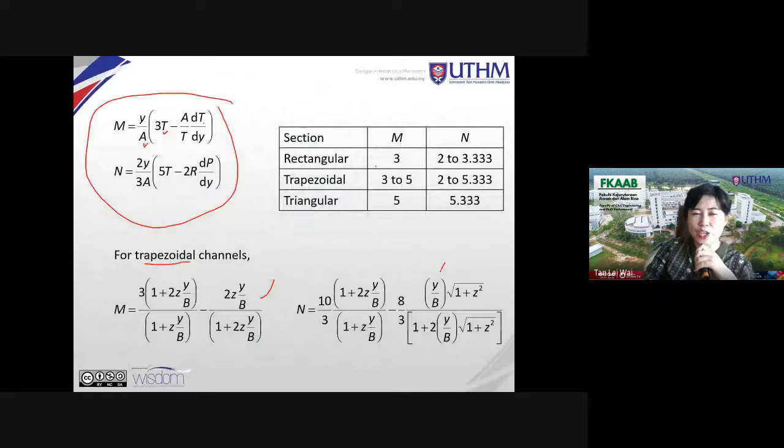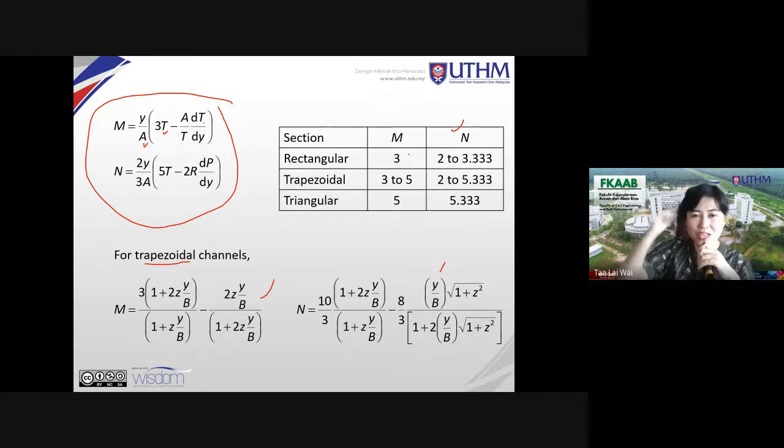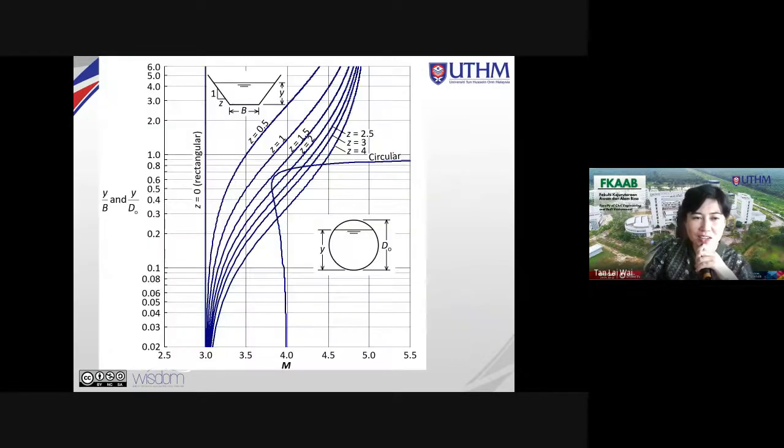Either M and N are given to you, or they are given in this table here. For a rectangular shape, you can find M is one number, which is 3. If you look at this, this is rectangular. This is M. M is just 3. But for trapezoidal, depending on the side slope Z, if it's 0.5, you have to read it from here. Of course, this should be known first. You read it from here. If Z equals 1, you are going to get your M somewhere here.